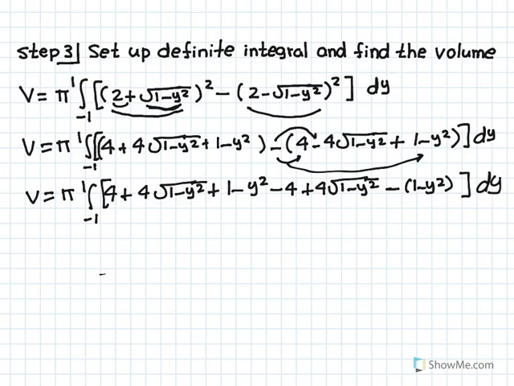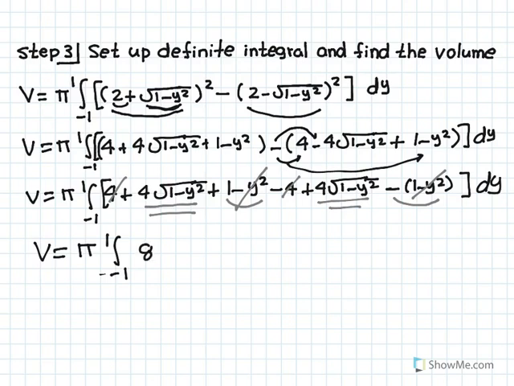So let's simplify. We have 4 minus 4, that cancels out. We've got 1 minus y squared minus 1 minus y squared. This also cancels out. We have 4 root of 1 minus y squared plus 4 root of 1 minus y squared. That doubles up, and we're going to get volume is equal to pi integral from negative 1 to 1, 8 root of 1 minus y squared dy. Now 8 is a constant, so it passes through the integral. We get 8 pi integral from negative 1 to 1 root of 1 minus y squared dy.